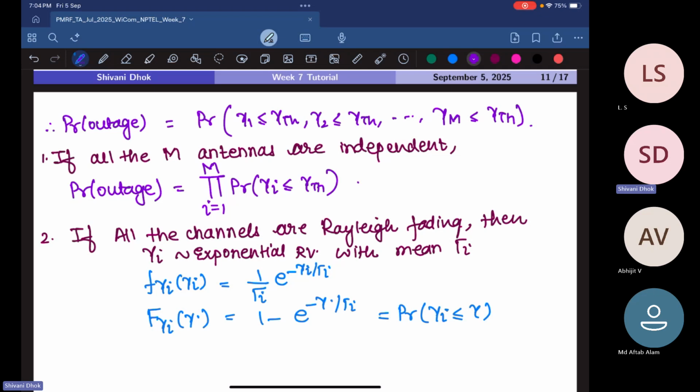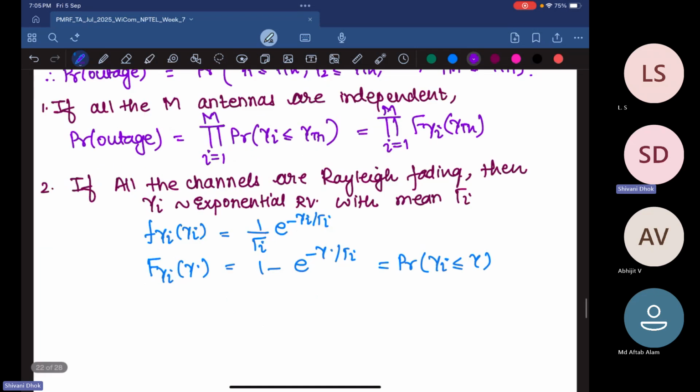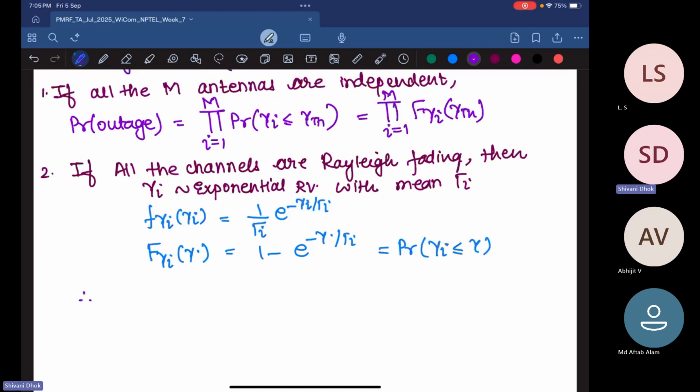Therefore, this equation for the probability of outage we can equivalently write as the product, over i equal to 1 to capital M, of F gamma i, that is the CDF of gamma i evaluated at gamma th. So under this situation, the probability of outage comes out to be equal to the product over i equal to 1 to capital M of 1 minus e power minus gamma th by gamma i. This is the most generic thing that you can have, and this is the outage probability.